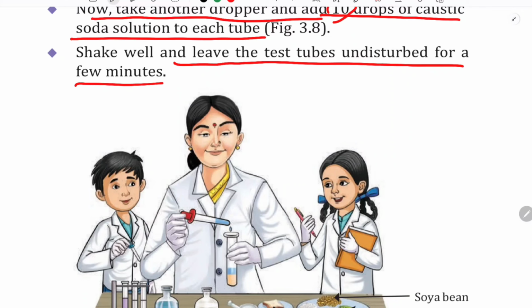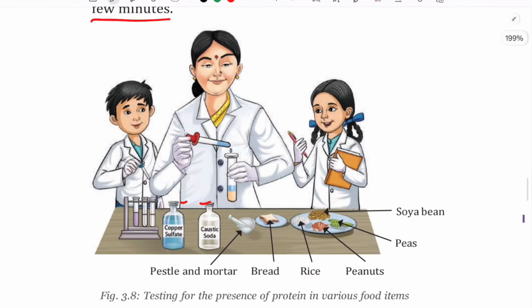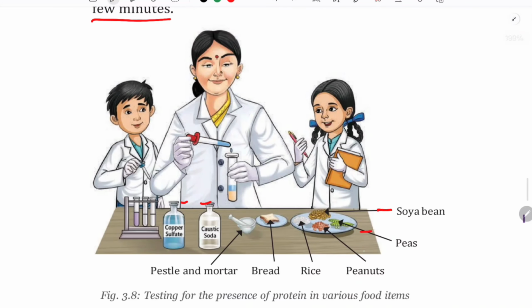See, just like here, they have taken 3 test tubes. Here is the copper sulfate solution and this is the caustic soda solution, isn't it? And the teacher is helping the children to find protein in those food items, okay. So what food items have they taken here? See, soybean, peas, peanuts, rice, bread, and this is the pestle and mortar, which we call okli in Hindi, okay. So in this way you can conduct a test.